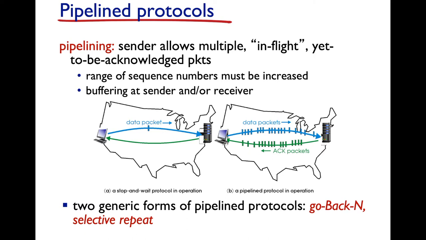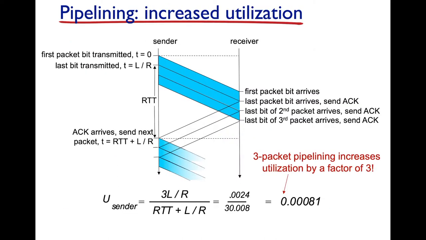And so this pipelining takes on two different flavors. One is called go back N, and the other is selective repeat, and they both have their drawbacks and benefits, and we'll highlight them as we go along. What pipelining does, as I alluded to earlier, is increase utilization.